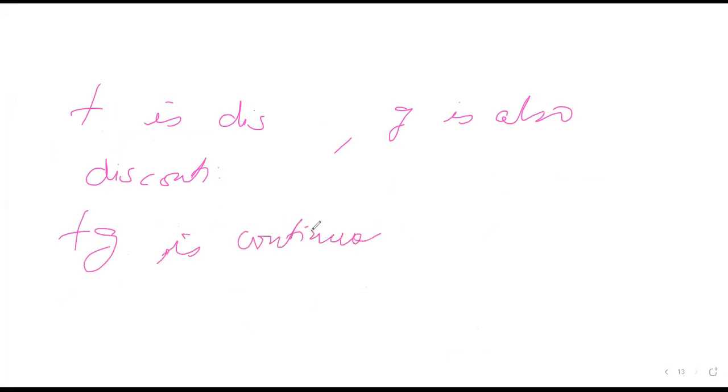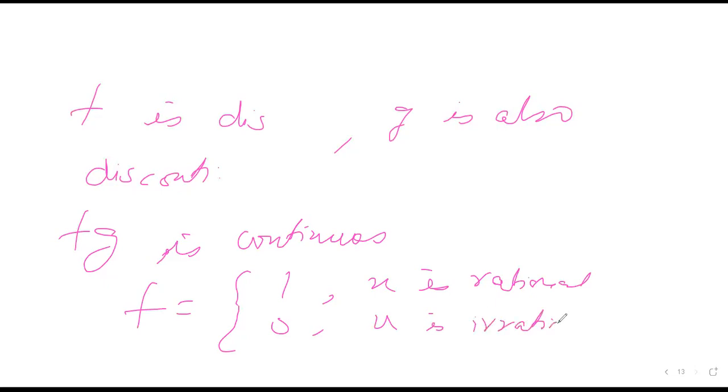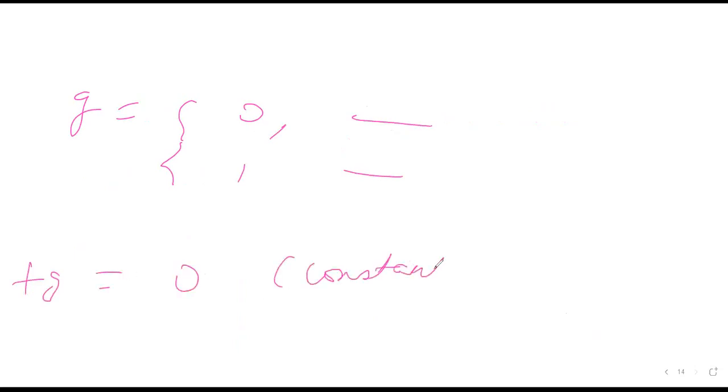Can you create such a function? Yes, I can create it. If I define f as a Dirichlet function, 1 where x is rational, 0 where x is irrational. Now define g as 0 and 1, same conditions. So f into g will come out to be 0, a constant function, right? A constant function is always differentiable and always continuous. This is a very easy function.